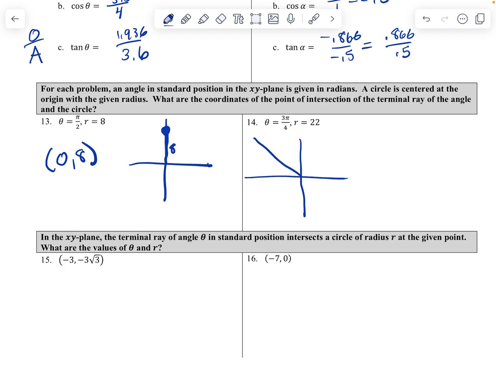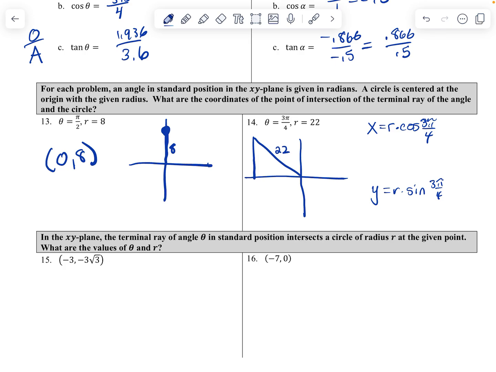So 3 pi over 4 is right here. Our radius is 22. Well, we could use a couple things. We could use our polar coordinates, that x equals r times the cosine of 3 pi over 4. So we could use similar to that. It turns out to be the same thing. So there's a couple ways you could go about doing this.